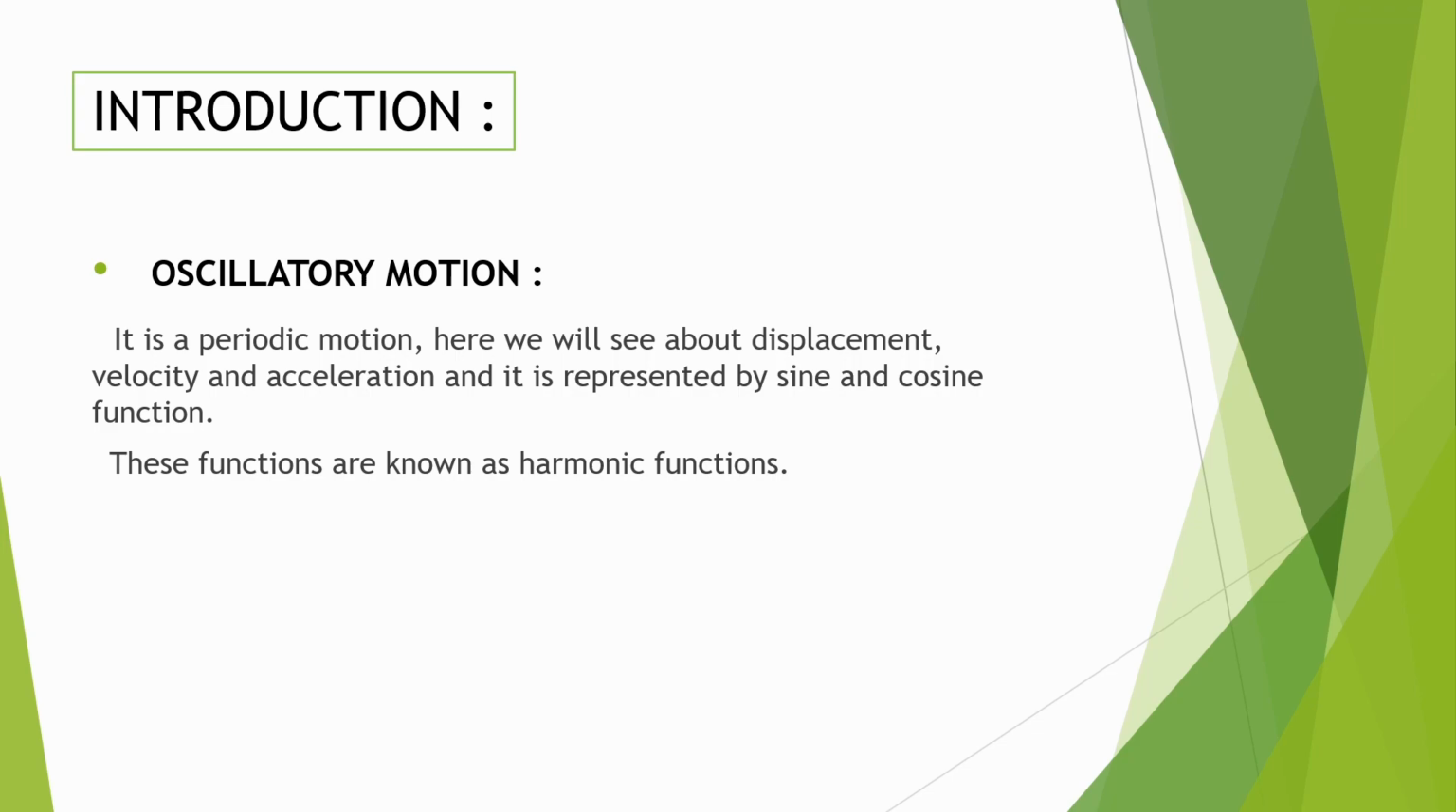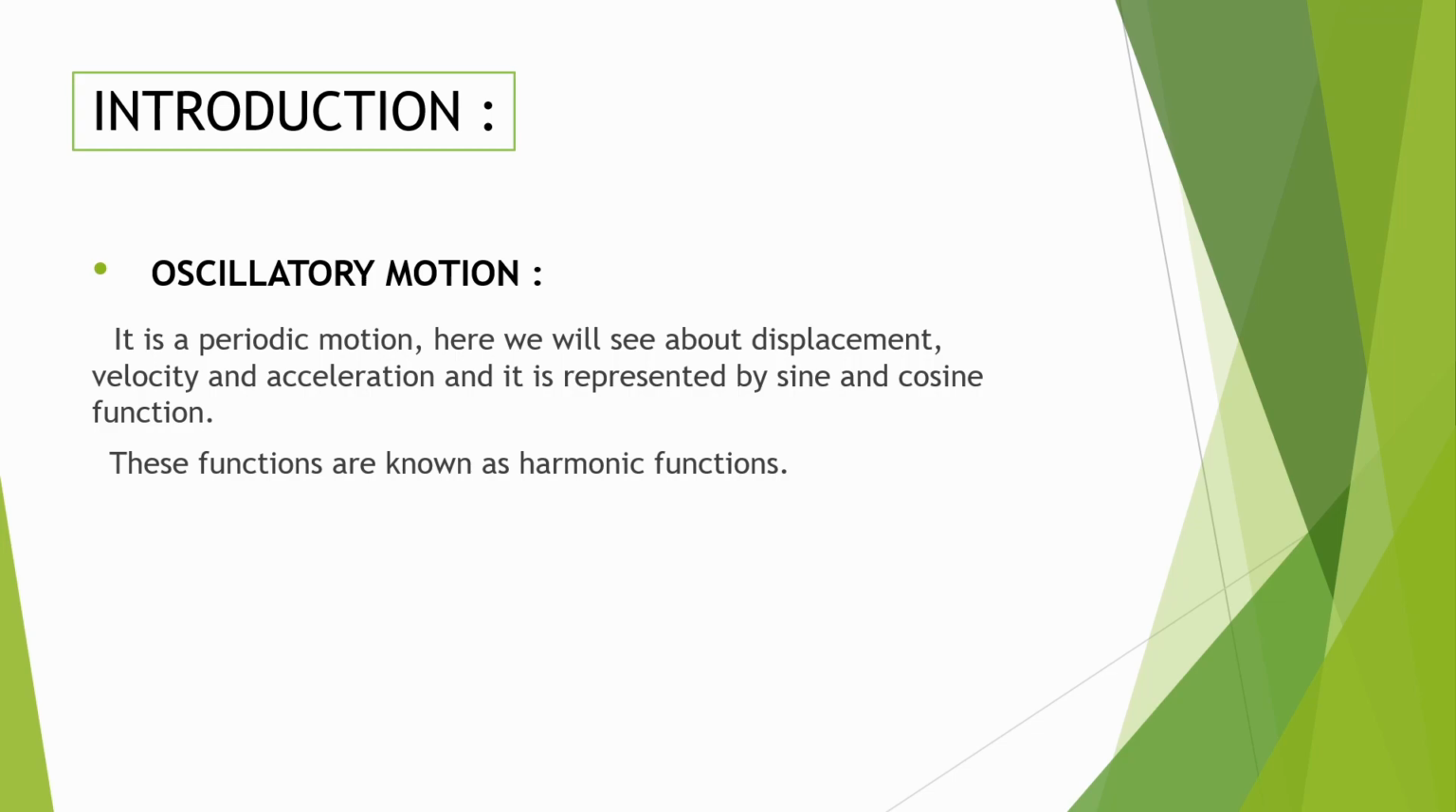Let us see about oscillatory motion. We know that motion is the change in position of an object with respect to its surroundings. Motion is mostly divided into three types. The first is linear motion or translational motion. Linear or translational motion means the object or body moves along a straight line path.